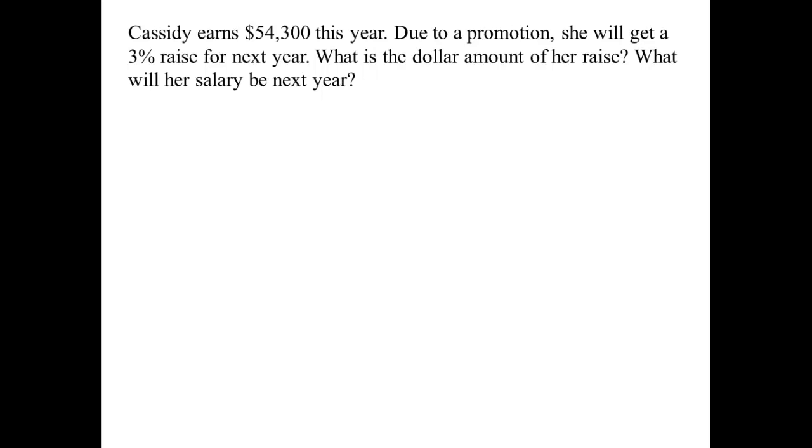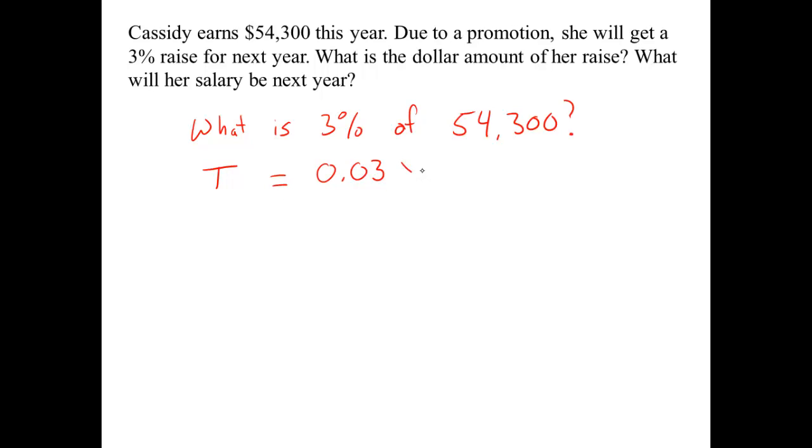The question we will ask ourselves is, what is 3% of $54,300? This will give us the dollar amount of her raise. This form of question is in part is percent of whole. We don't know our part. Is the equal sign. We will change the percent to a decimal. Of means to multiply.